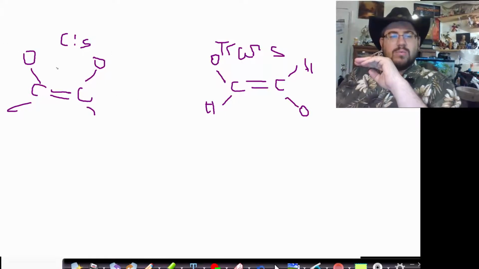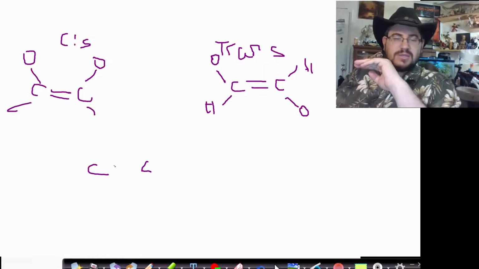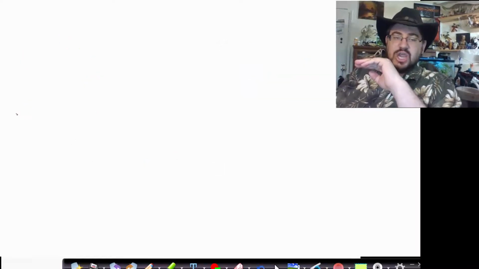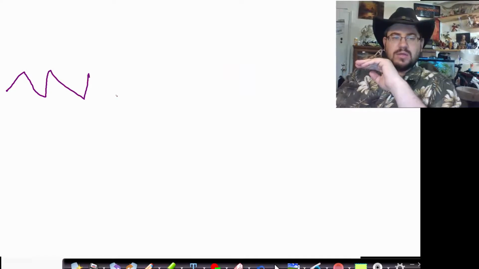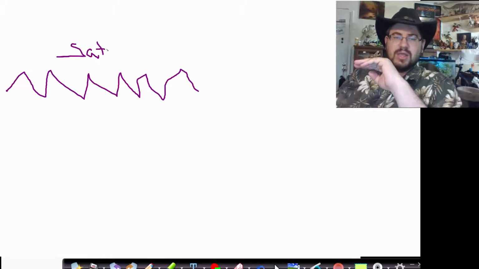Cis, what we're referencing is on the same side. Trans, they're moving across. So you see these sometimes in fats too, right? A fat is a big long carbon compound, a big chain. Here's a simple fat, and if I don't put anything on here, that means it's all carbon and hydrogen. And that would be a saturated fat, because every carbon is saturated with the maximum amount of hydrogens it could possibly have.